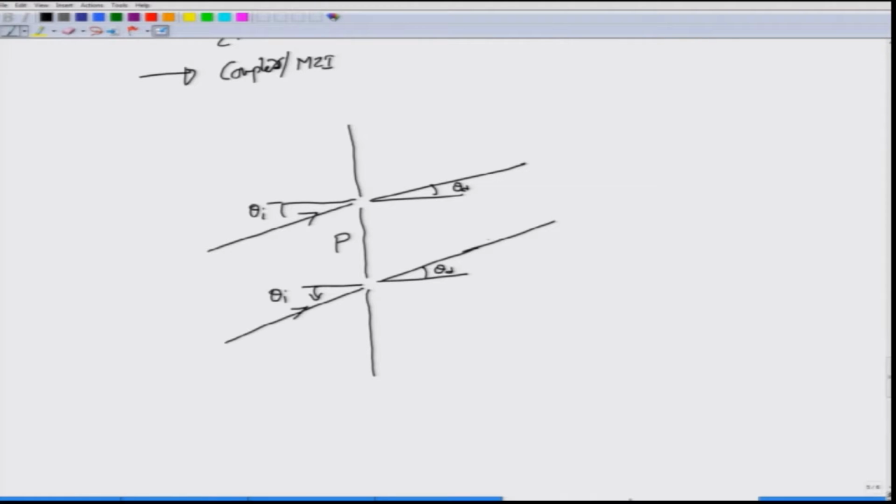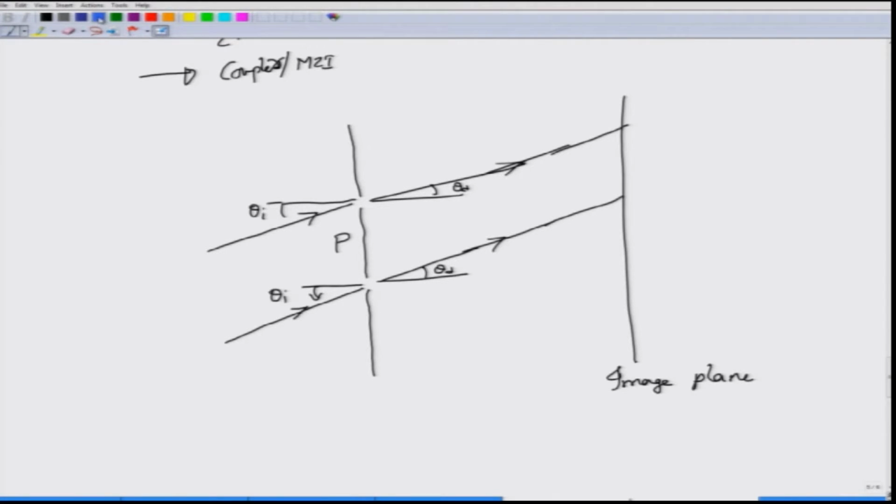Again, as these rays propagate, okay, they are essentially parallel to each other, then they will interfere at what is called the image plane. Okay. So, they will interfere at the image plane. Now, what is the result of this interference at the image plane?